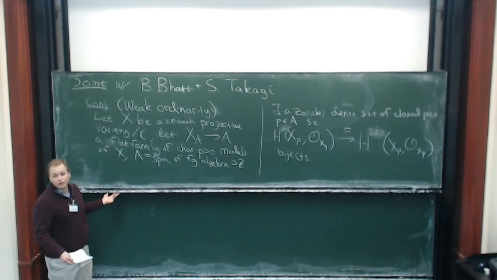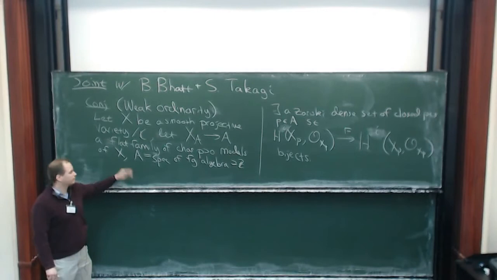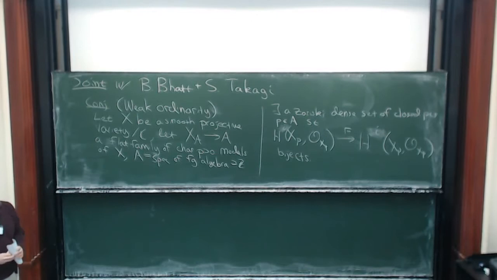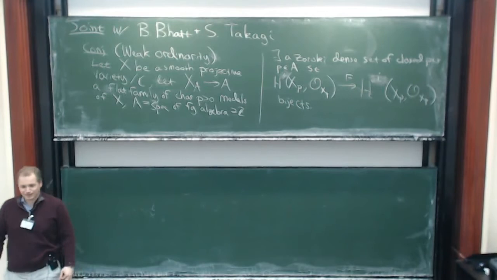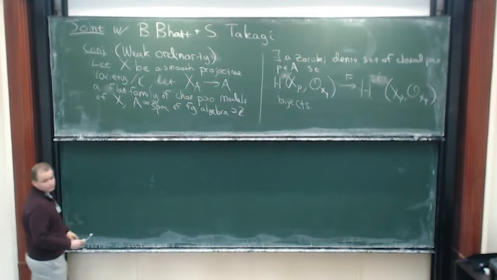Actually, Fano varieties are okay too. I only mentioned the Calabi-Yau case. Yeah, that's right. Fano varieties are okay too. But yes, anything higher, higher dimension is basically, I think, completely open at this point. Okay.